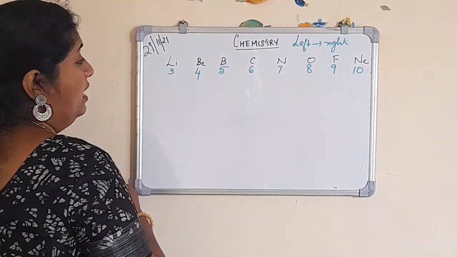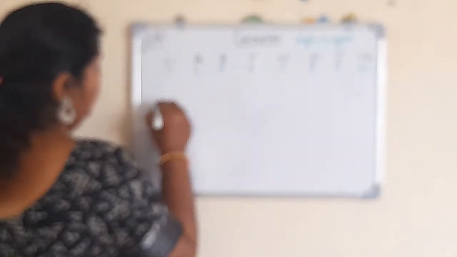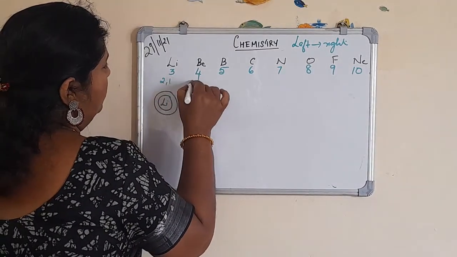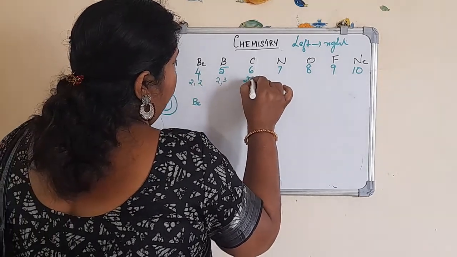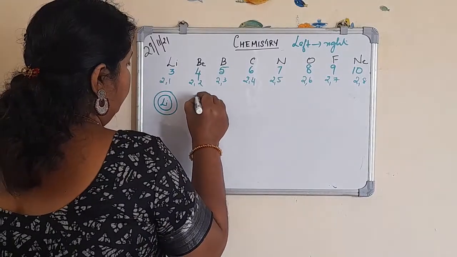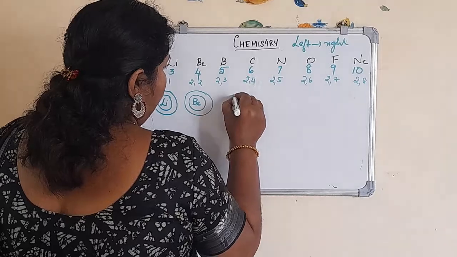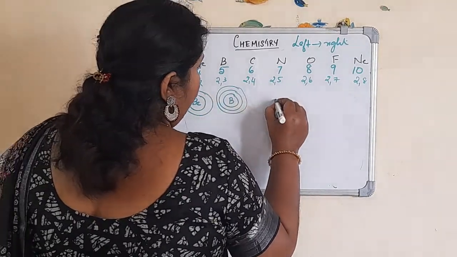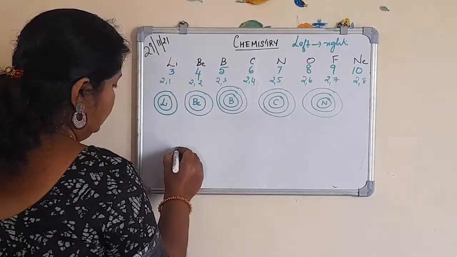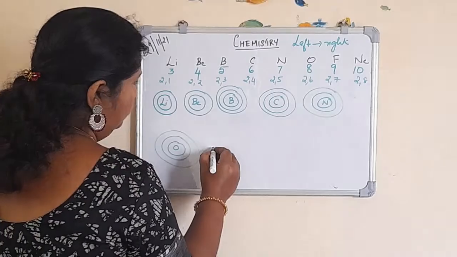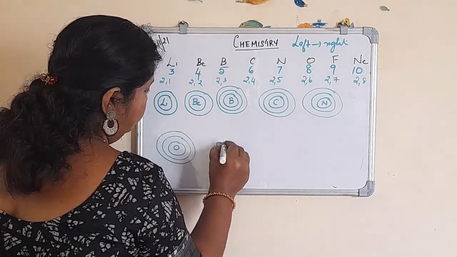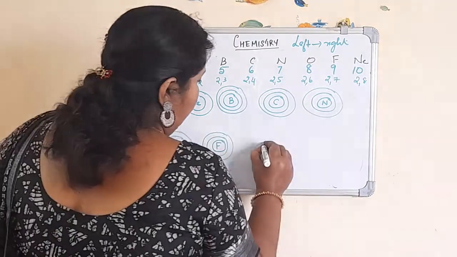Now I am going to draw the Bohr atom model of these elements. First lithium, then beryllium, then boron, then carbon, then nitrogen, now oxygen, then fluorine and neon.